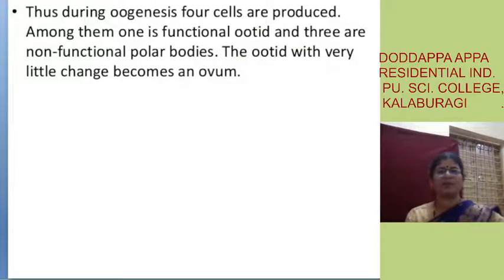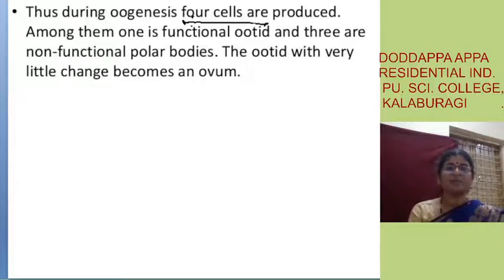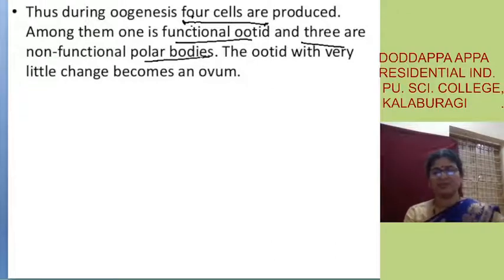Okay. So during oogenesis, 4 cells are formed. In spermatogenesis also 4 spermatids are formed, but all 4 spermatids will get converted into active sperms. But here only one functional ovum is formed. The other 3 will become non-functional polar bodies and will get degenerated. Fine. So this you have to remember.